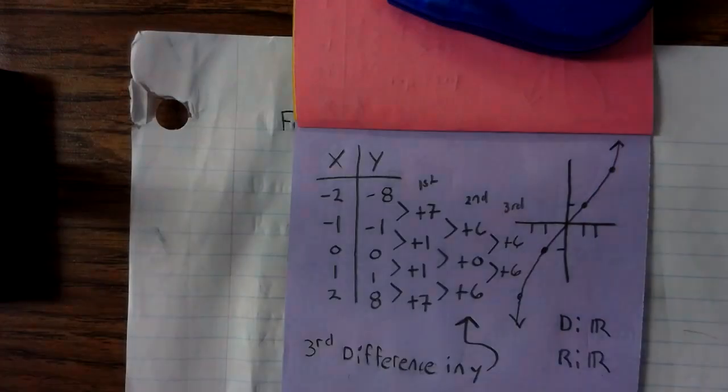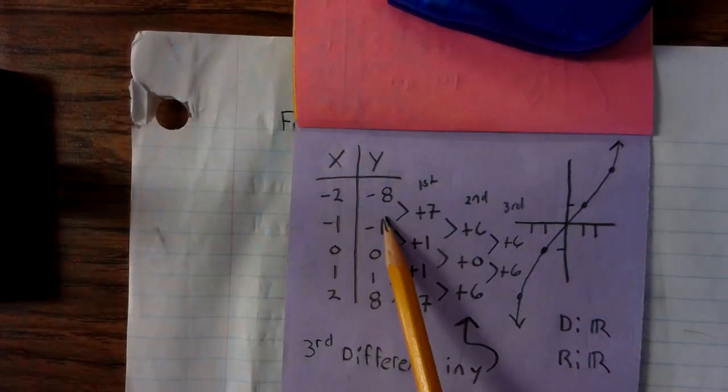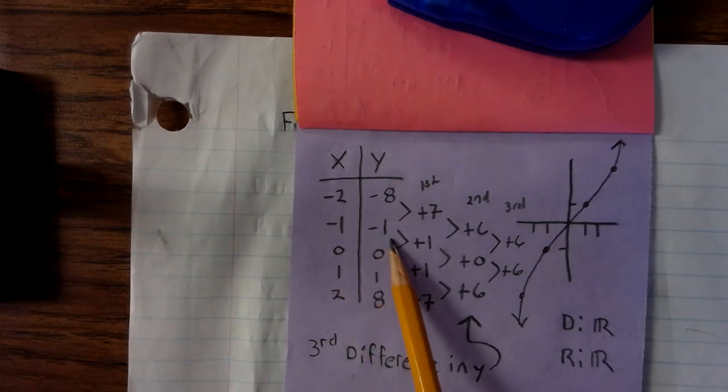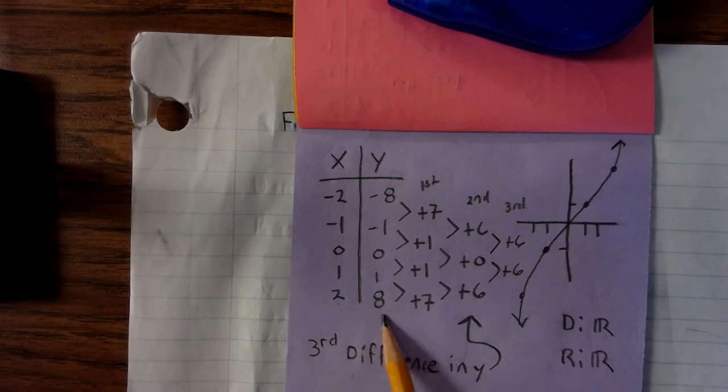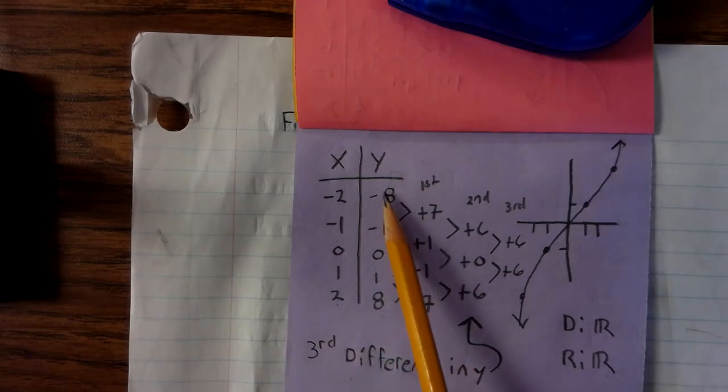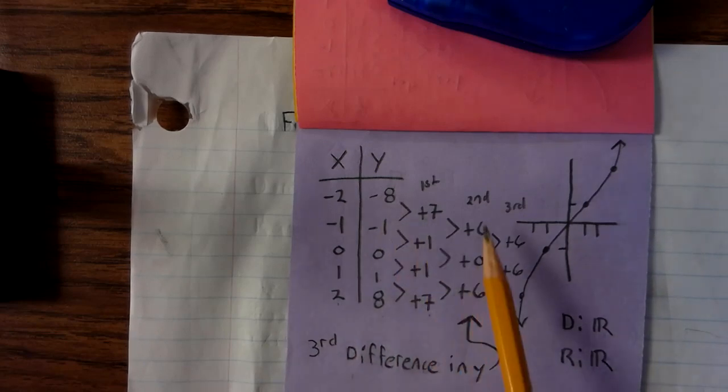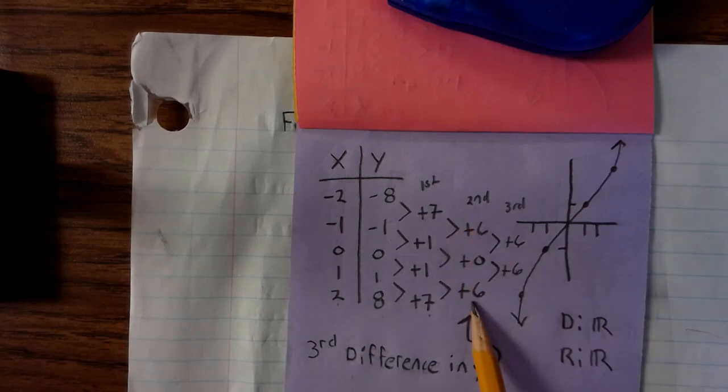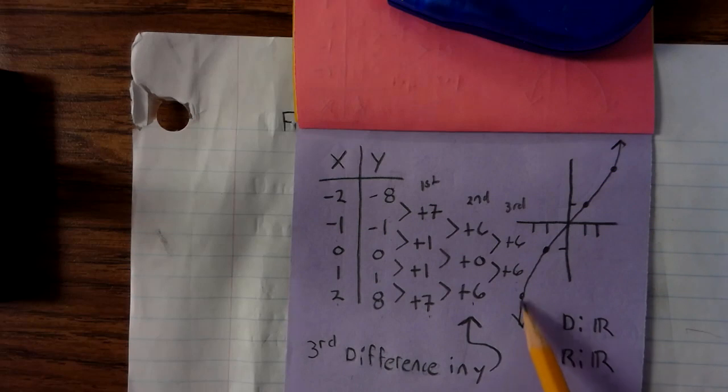All right, so the cubic function, okay, when x is negative 2, y is negative 8. When x is negative 1, y is negative 1. When x is 0, y is 0. When x is 1, y is 1. When x is 2, y is 8. Now you notice the first difference between these values is not the same. The second difference is not the same. But on the third difference, you notice they're the same, so you know it's cubic.